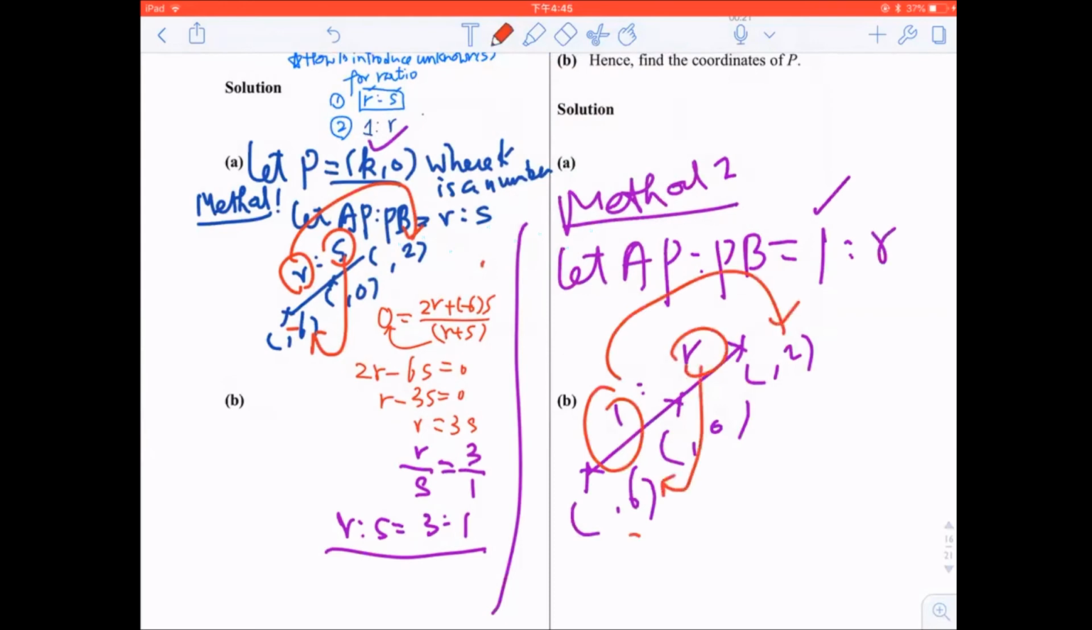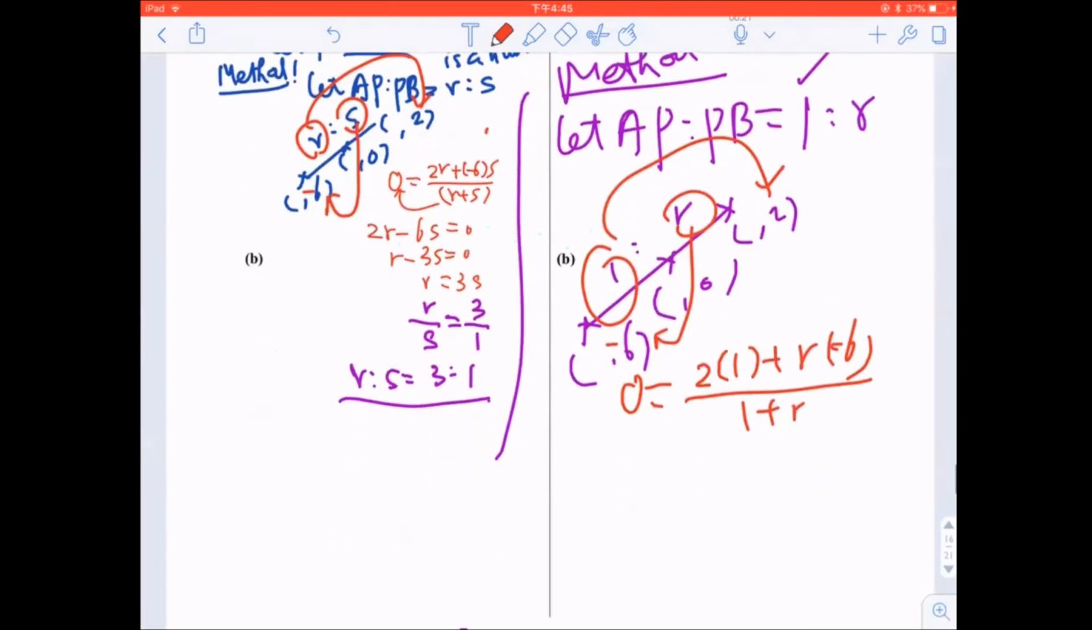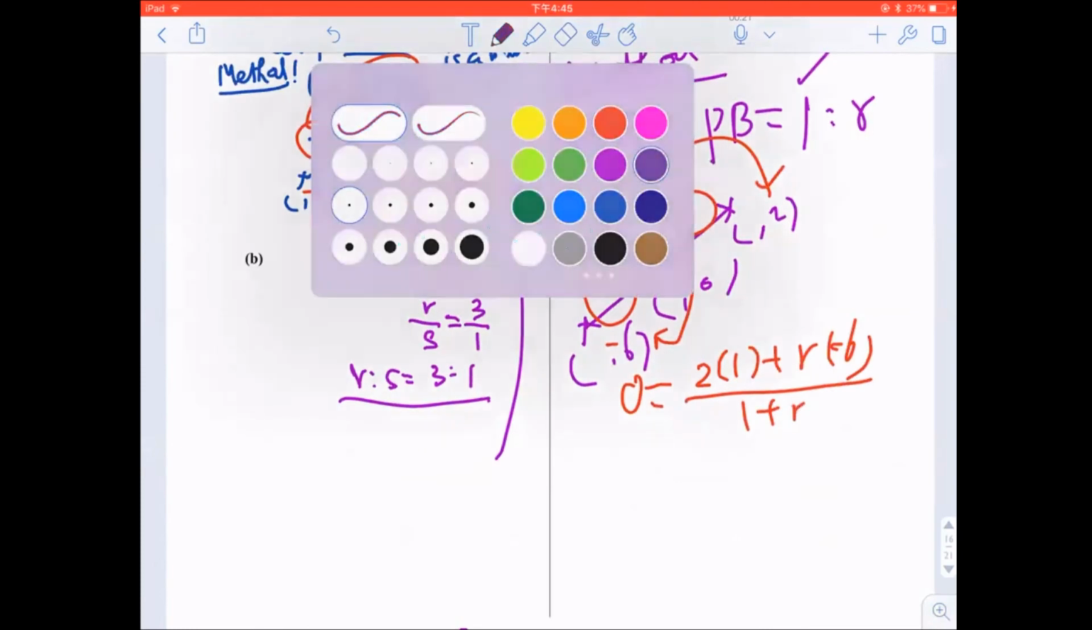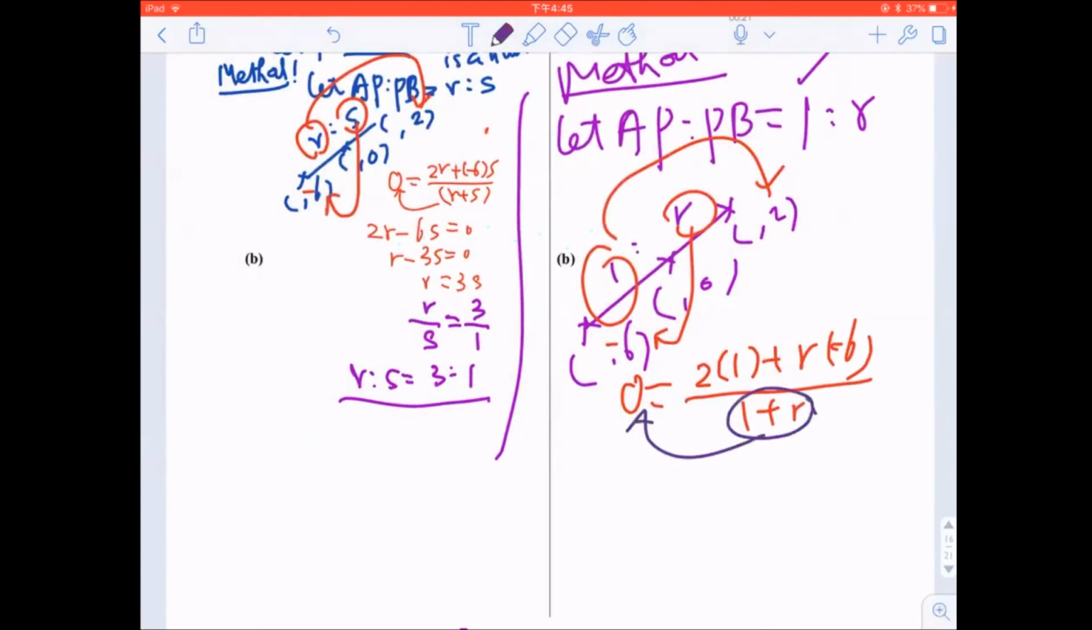So it means that 0 will be equal to 2 times 1, plus R times 6, divided by... what is that? It's -6, and then divided by 1 plus R here. So now, in this case, you have only one unknown. It's easy to handle. And your job is not to find the ratio, but to find the value of the unknown.